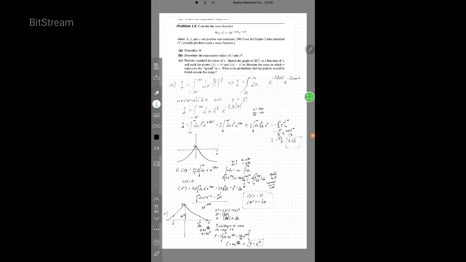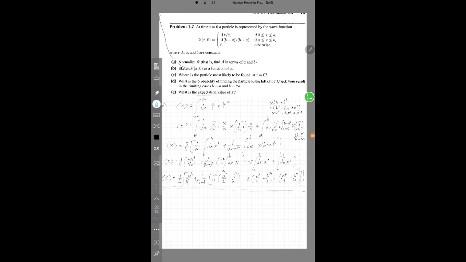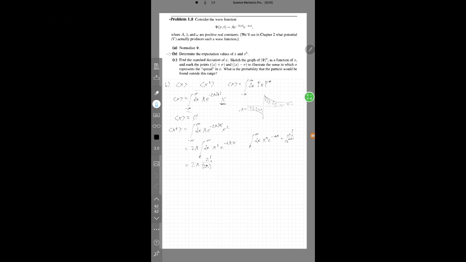Let's see. Oh no, it was n plus 1. Yeah, I guess. Oh, yeah, it did work out. I just get a squared power. Okay, so that's 3. And 2 factorial, 2 times 1 is... or sorry, 2 times 1 is 2. And then that guy's gonna cancel out. So I get 2 lambda.